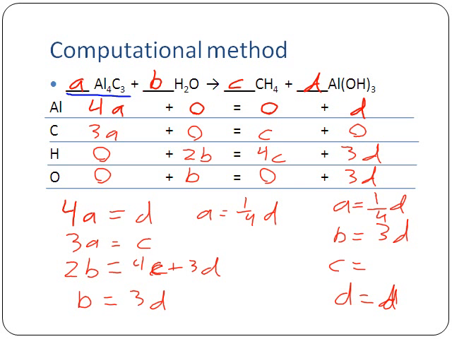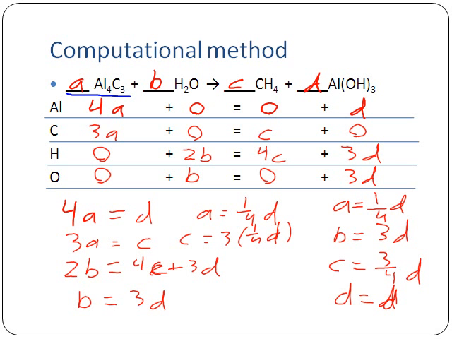Now, for C, we know that C is equal to 3A. Well, A is 1/4 D, so C is equal to 3 times 1/4 D, which is 3/4 D. So these are what each of our variables are in terms of D. What you want to do then is pick a value of D that will make all of these coefficients whole numbers. And so we have 1/4 D, 3D, 3/4 D, and D.